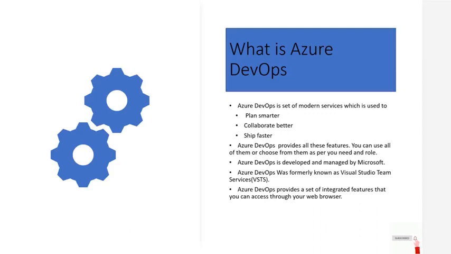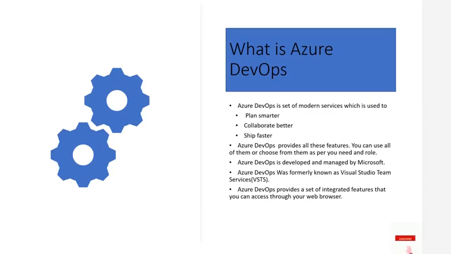So Azure DevOps is a set of services which provides all these features. You can use all of them or choose from them as per your need and your role. If you are coming from a particular role, such as product owner, then you can work on a particular service of Azure DevOps. If you are coming from the development side, then you can focus on a particular service. Or if you are coming from a different background, then you can choose any service as per your requirement. You can also choose all of them or any of them as per your requirement.